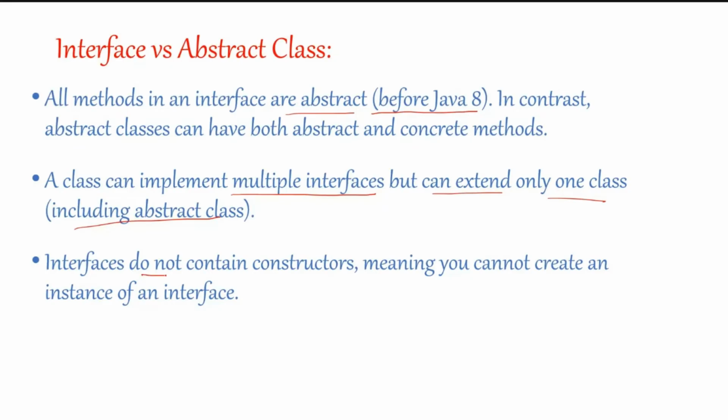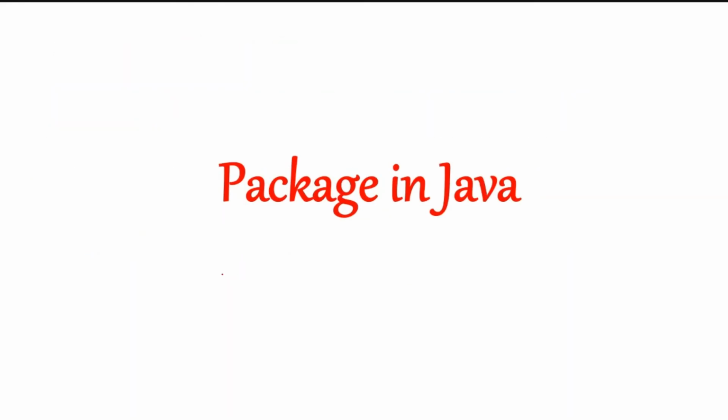Interfaces do not contain constructors, meaning you cannot create an instance of an interface. But that's the same story with the abstract class also. You cannot create an instance of an abstract class either, but abstract classes can contain a constructor which the programmers can use in derived classes. So explicitly, interfaces do not contain constructors, and an abstract class can contain constructors, but you cannot instantiate it. The deriving classes can use those constructors for the purpose of reusability.